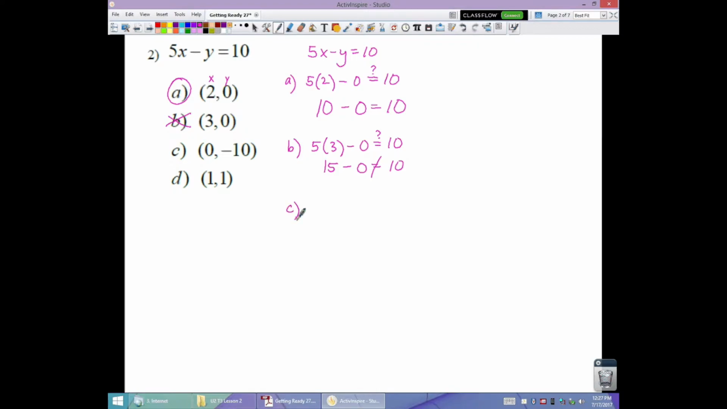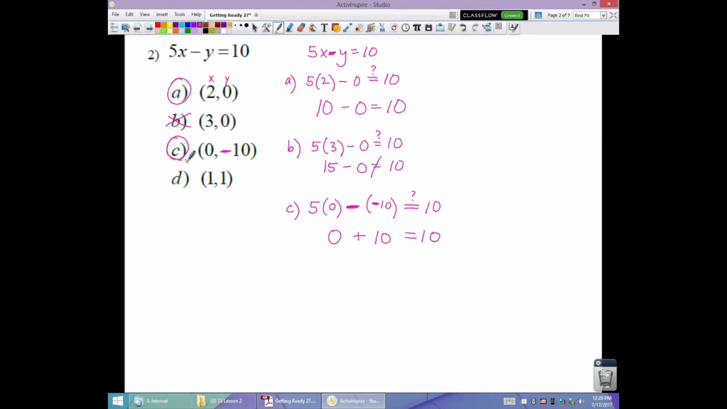Choice C, the point 0, negative 10. So 5 times 0 minus negative 10. So there is a minus in the original equation, 5x minus y equals 10. And then there's another minus sign with this y value. So make sure you get both. There's a minus from the equation and a minus on the 10. And we ask, does that equal 10? 5 times 0 is 0. Minus negative 10, well, two negatives together make a positive, so 0 plus 10 equals 10.